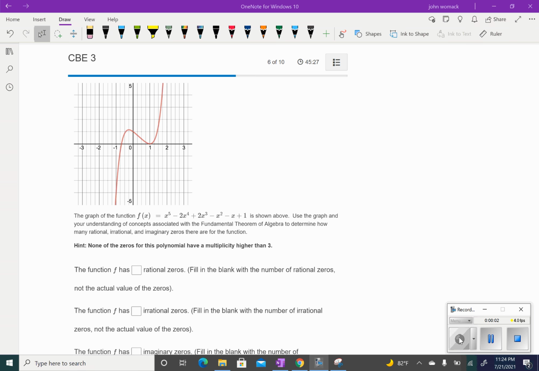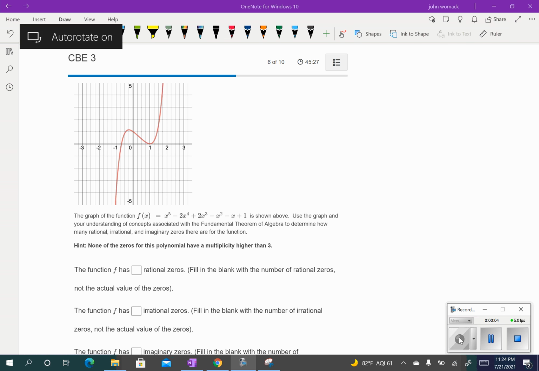All right, so question number 6. It gives us the graph of f of x, which is x to the fifth minus 2x to the fourth plus 2x cubed minus x squared minus x plus 1. It says use the graph and your understanding of the concepts associated with the fundamental theorem of algebra to determine how many rational, irrational, imaginary zeros.